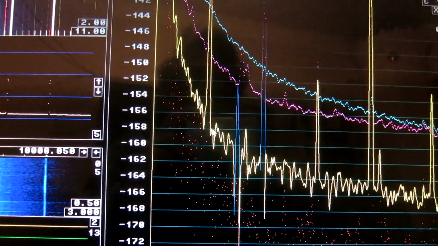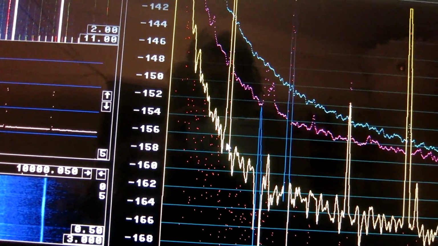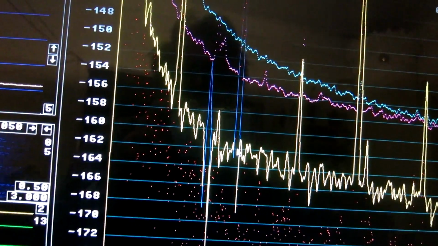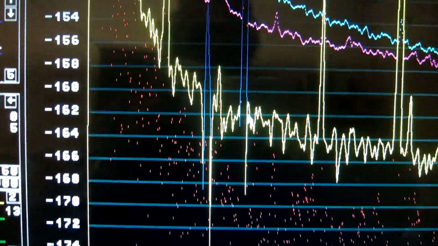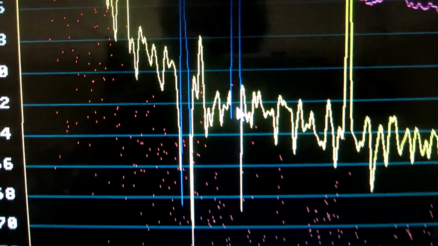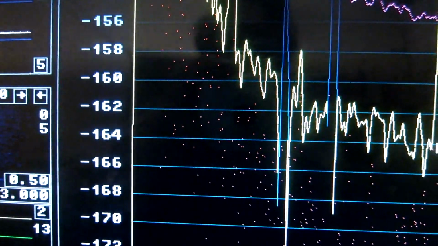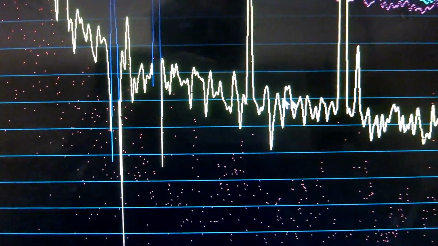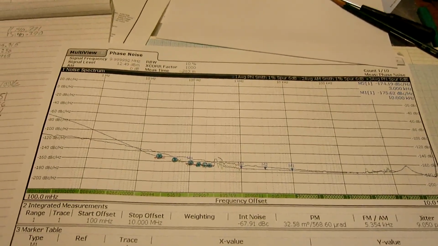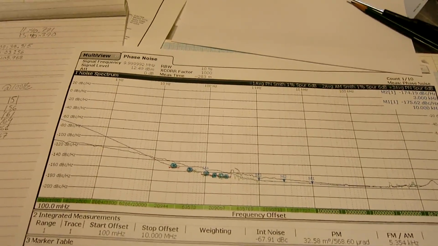And it's quite easy to see minus 157 at the 50 Hz spur, minus 162 at the 100 Hz spur here, and 150 Hz, that's minus 164, and so on. This is a measurement made with the FSWP on the same oscillator.